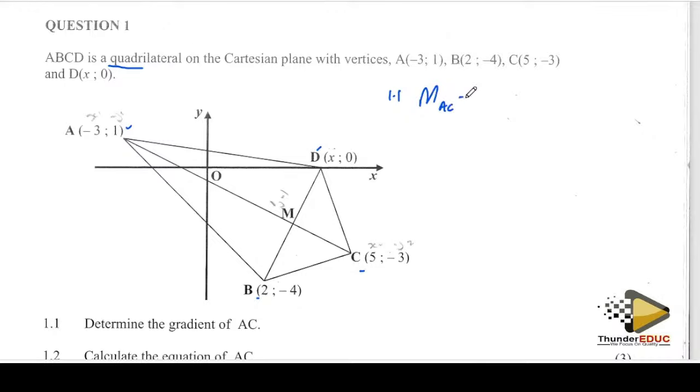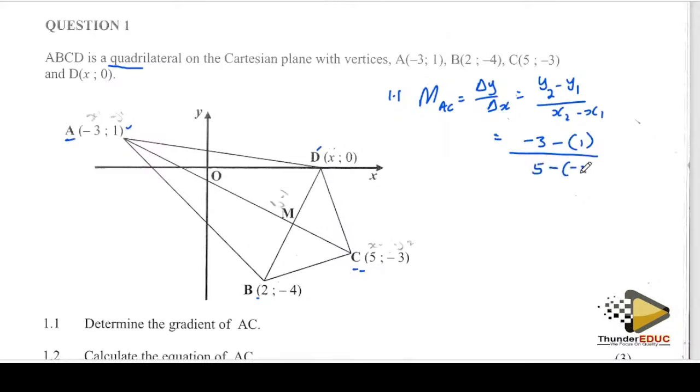So you're gonna say gradient is normally represented by a small letter m. The gradient of AC is the change in y over change in x, which is the same as y2 minus y1 over x2 minus x1, regardless of how you label this or how you use it. So I'm looking at AC. If this is my x1 and y1, my x2 and y2, then I'm gonna have -3 minus my y1, which is 1, over 5 minus -3.